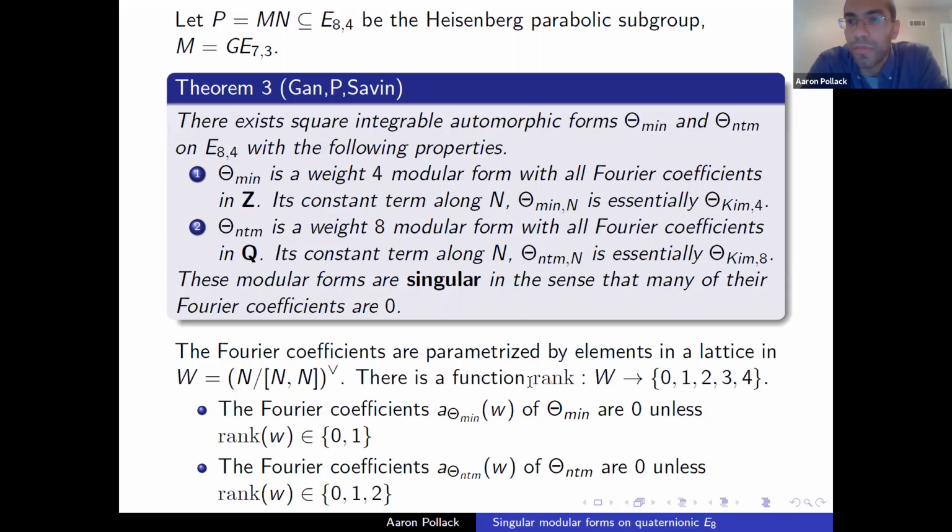and its constant term along the unipotent radical of this parabolic P is essentially Kim's weight 4 holomorphic modular form. And theta next to min is a weight 8 modular form with Fourier coefficients in Q, and its constant term along this maximal parabolic is essentially Kim's weight 8 modular form. And moreover, these modular forms are singular in the sense that many of their Fourier coefficients are 0.